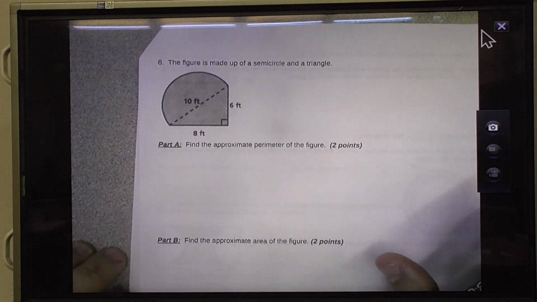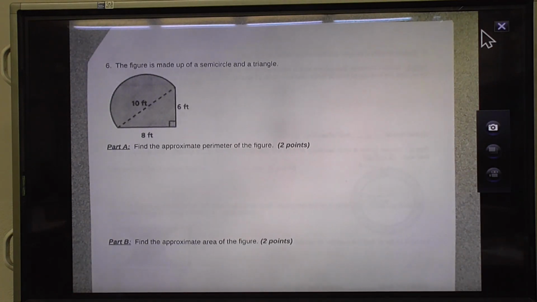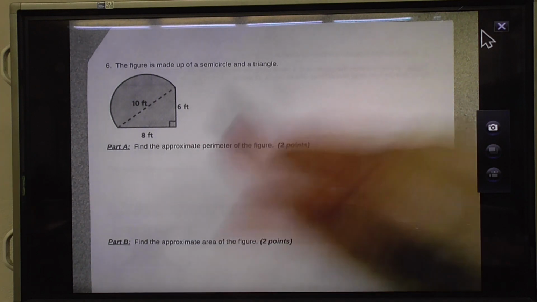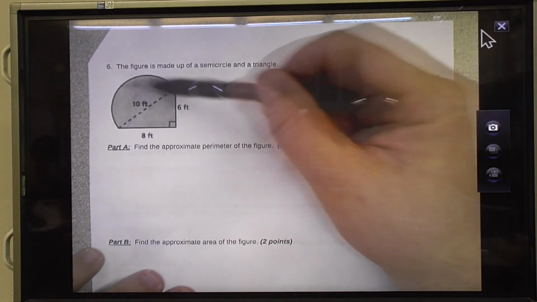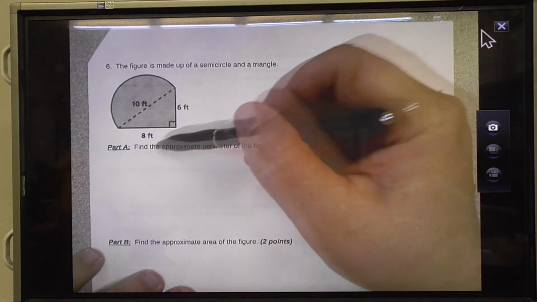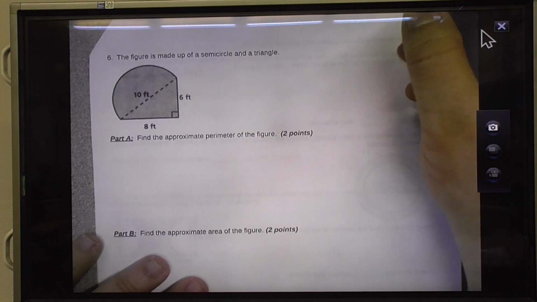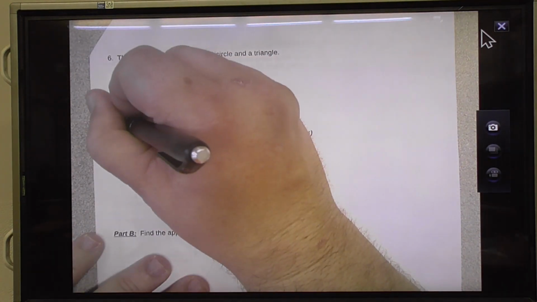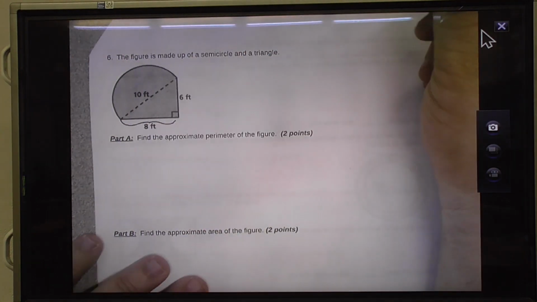Alright, now some composite shapes. This was lesson 14 or something like that, I think. I get my lessons confused with 6th grade. Alright, so the figure is made up of a semicircle and a triangle. Find the approximate perimeter. So we need to find the perimeter of this. So to find the perimeter, I got to add up all my sides. So I need to add up this side, which we already know.